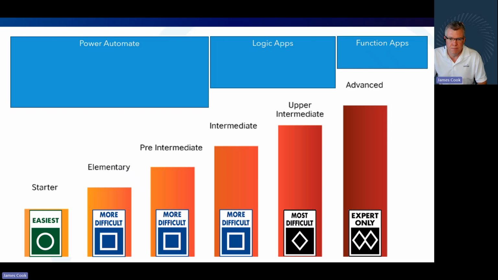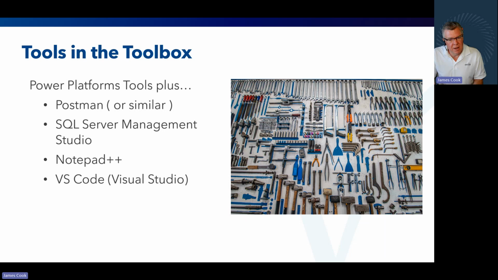So beyond the Power Platform, there are some additional tools which you might find helpful. And these are more on the development side. Postman is a great tool for making REST calls to APIs. So it's extremely useful if you're trying to make calls to a third party or other system and you want to see the results before you set up a custom connector in a Power App.